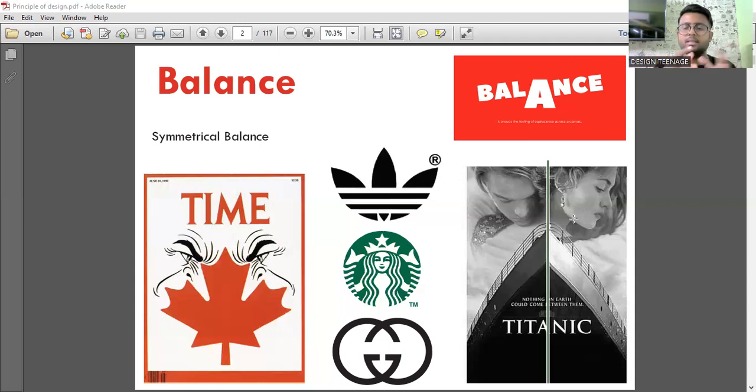it would not have made that much sense. But keeping this poster the same, what we could have changed is, let's assume the left side of the ship's deck is filled with a lot of people who are looking towards the water, whereas the right hand side is completely empty. Then there will be an asymmetrical balance. So I hope I'm able to convey the idea of symmetrical and asymmetrical balance.